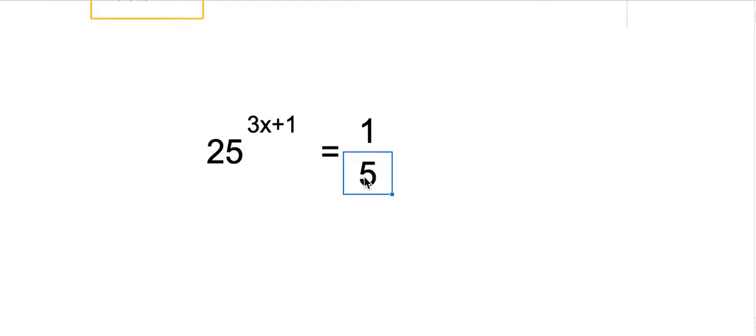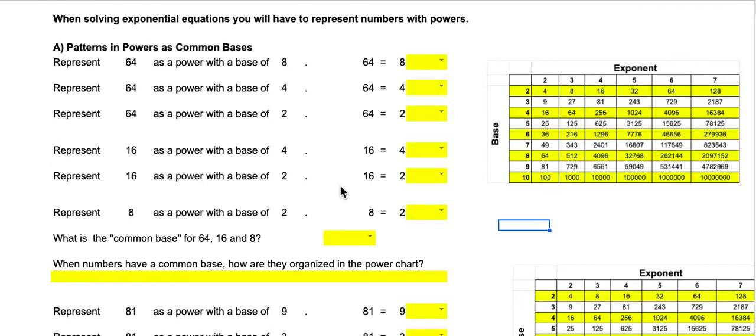So what we're going to go through now is a series of activities that allow you to develop an understanding of common bases. So here we go. We want to get patterns and powers as common bases. Look at this first question. We're just getting used to using the chart. Represent 64 as a power with a base of 8.